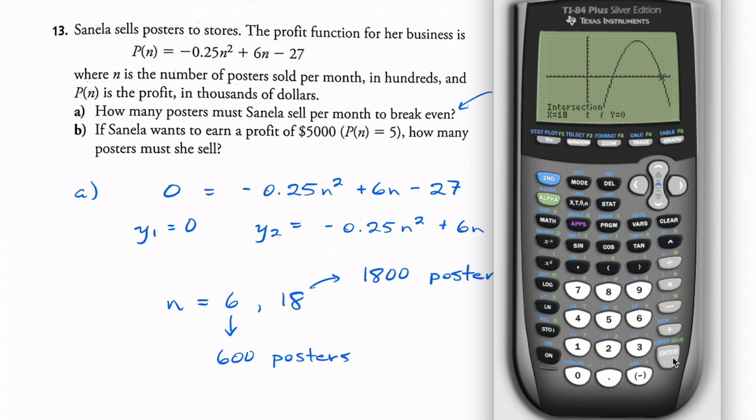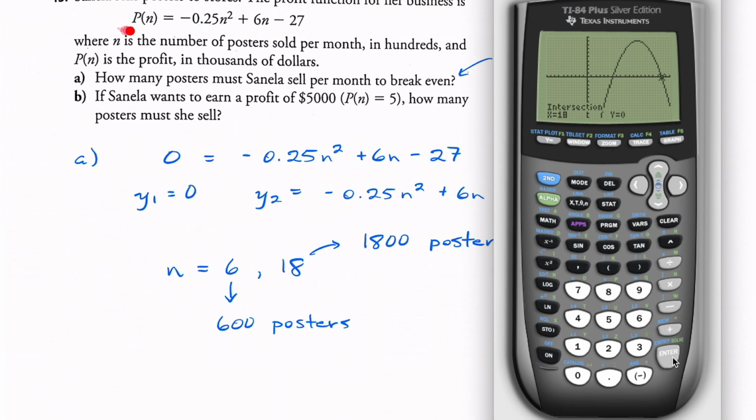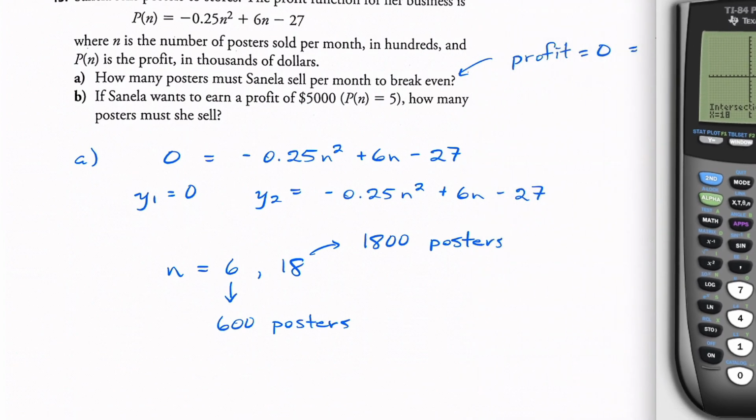So that was part A. On to part B. It says if Sanella wants to earn a profit of $5,000, so that's when P(n) is equal to 5, how many posters must she sell? So again, I'm going to start with that function that we had up top here. Okay, but now my P(n) is going to be 5 instead of being 0. So let's write that out. I'm just going to move the calculator out of the way.